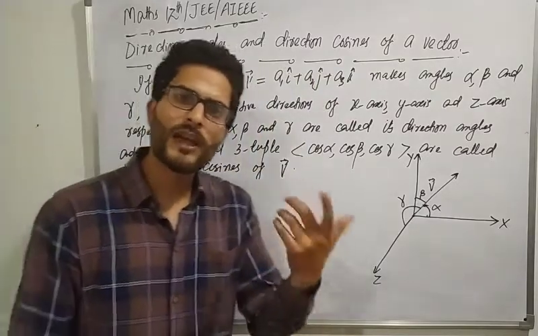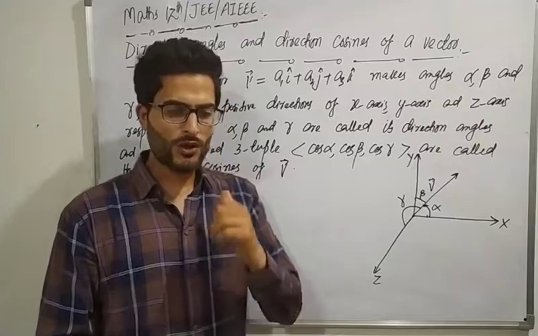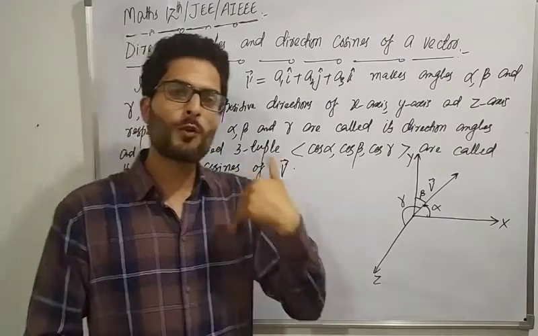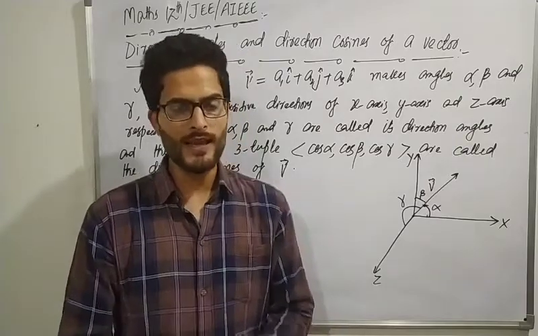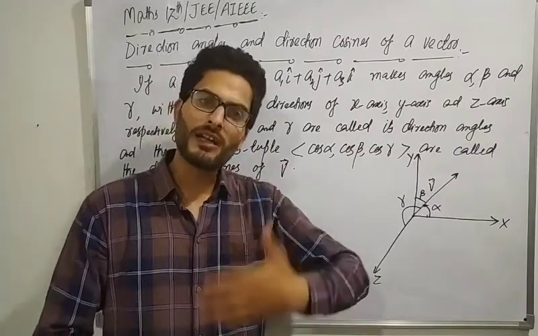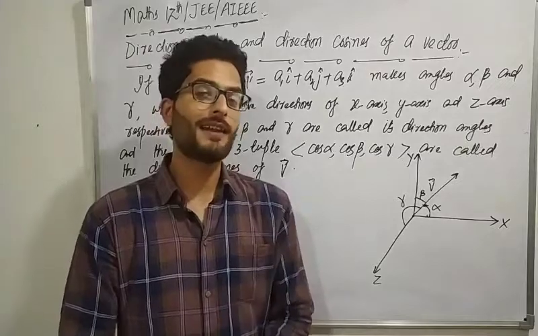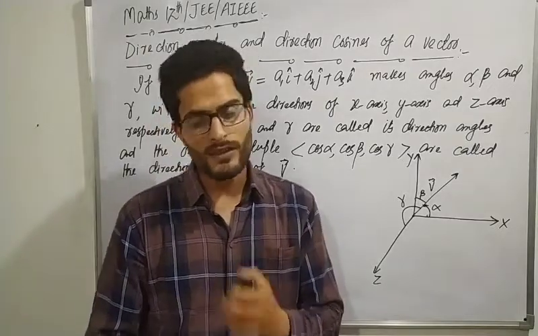So you have to consider a vector in space, and let that vector v be inclined at an angle of alpha with x axis, at an angle of beta with y axis, and at an angle of gamma with the z axis.